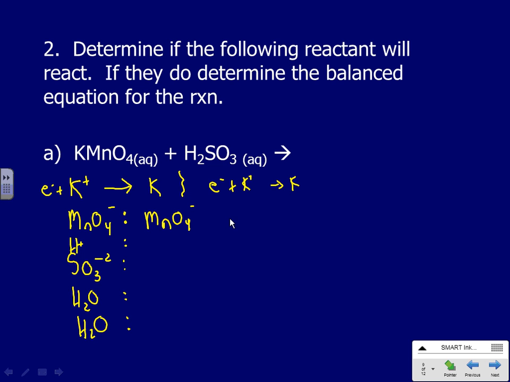MnO4 minus. We're adding 4 electrons. Oh no, 4 H pluses. I'm having difficulty erasing. 4 H pluses, 3 electrons, becoming MnO2 and 2 waters. We don't care about the product side because that's what's formed. We're trying to figure out the products as well.